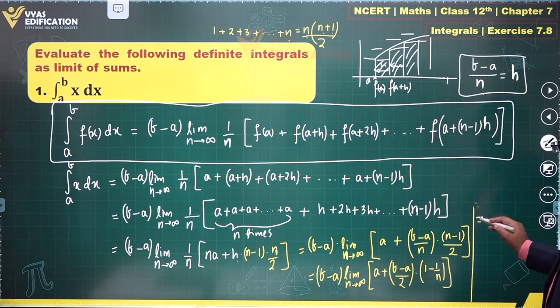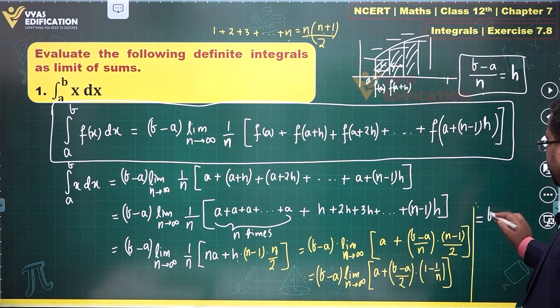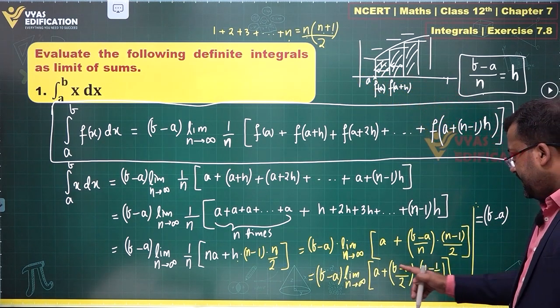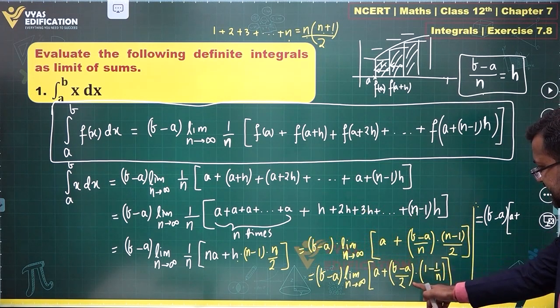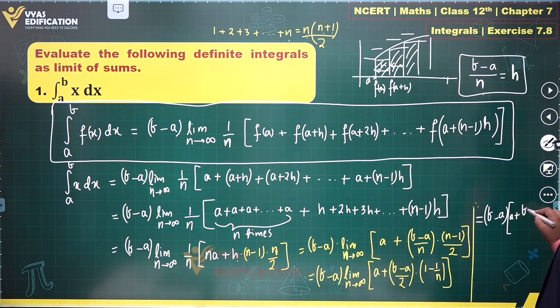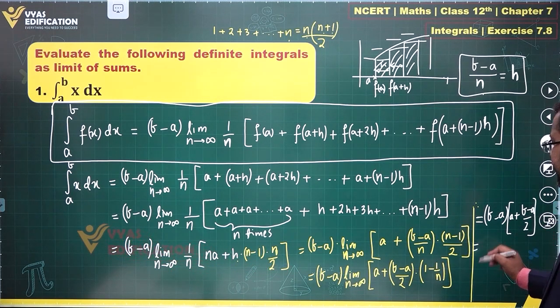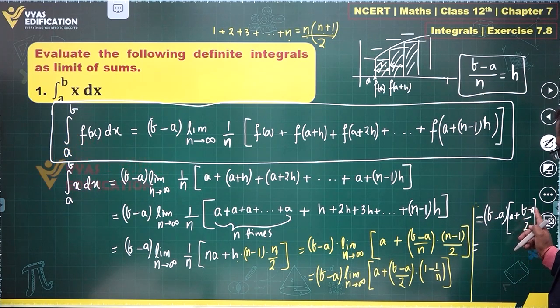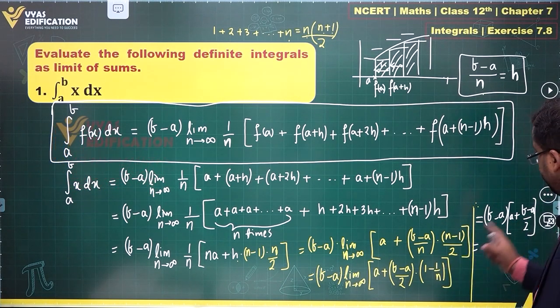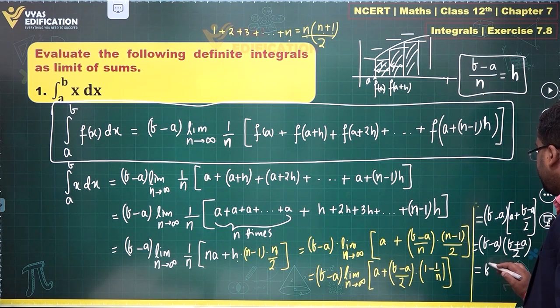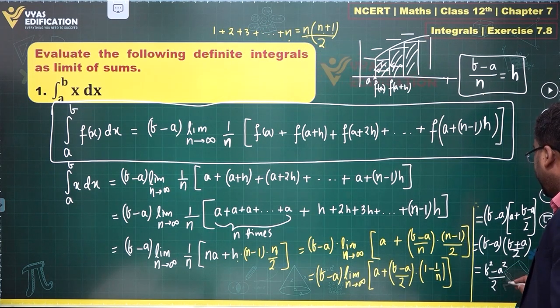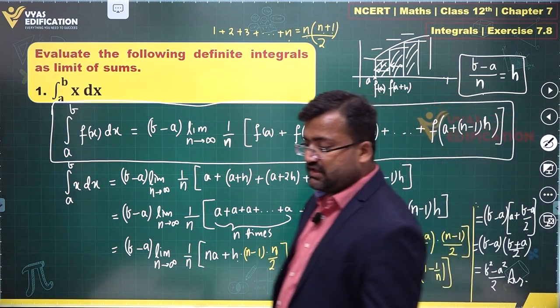This will be further equal to (b − a) outside. Inside, what do we have? In the bracket, we have a plus this times 1, so (b − a)/2. And what does that simplify into? There's some lack of space over there, but I think we can manage. This is (2a + b − a)/2. 2a − a will be a, plus b, by 2. This is (b − a) times (b + a)/2. This becomes (b² − a²)/2, and yes, that is the required answer.